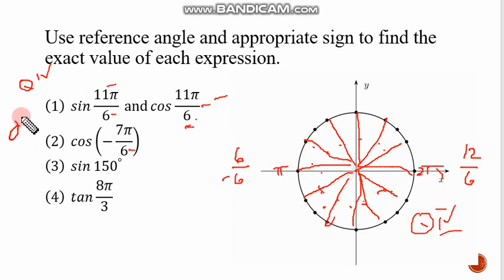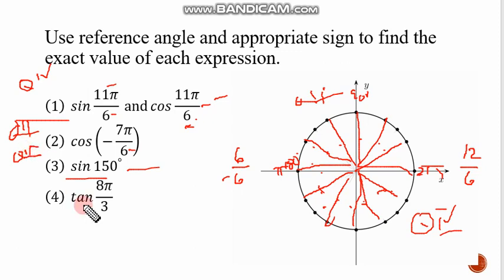This is quadrant 2. Okay, for sine 150 degrees, it's so easy. This is 150 degrees. We know that the straight line is 180 degrees at this part. And this is 90 degrees here, and then the given is 150 degrees, so it is in between 90 and 180. This is in quadrant number 2.